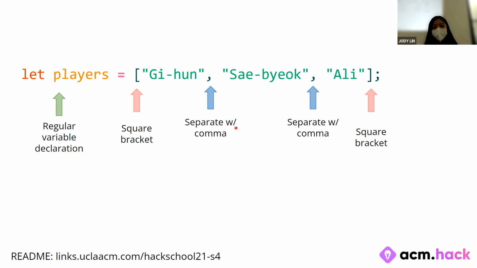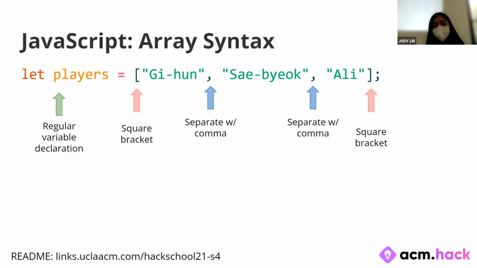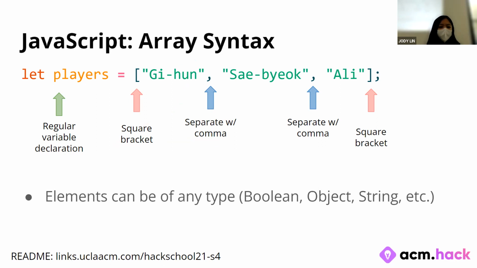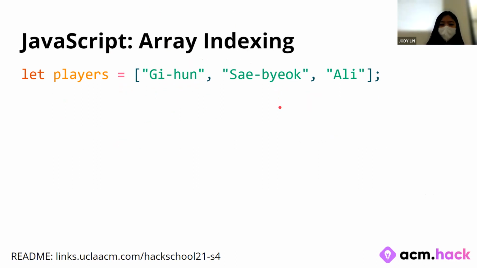So it looks something like this, kind of similar to what you would do in English. If you're separating a list of things, you write commas. Yeah, this is what the syntax looks like. And just as a reminder, the elements can be of any type. So although I'm using a lot of strings here, you could put numbers, objects, it doesn't really matter.